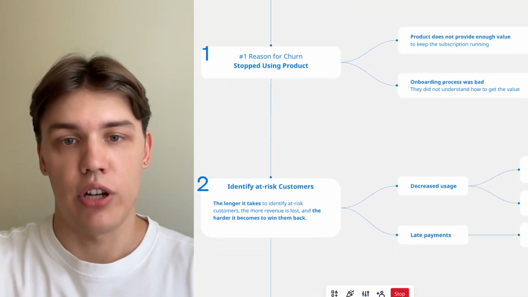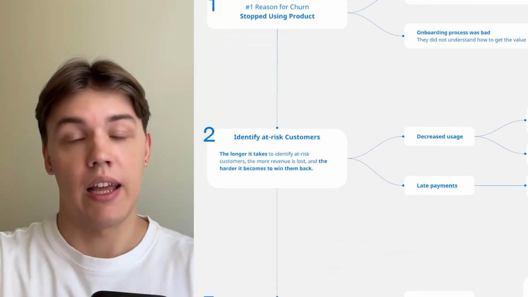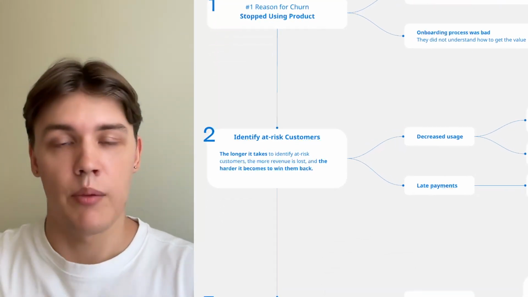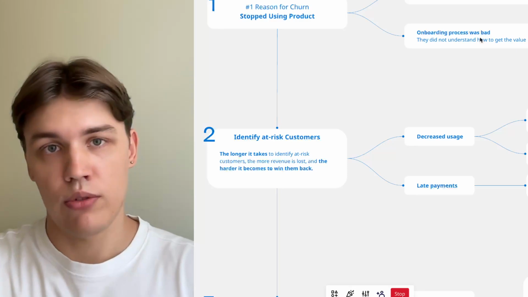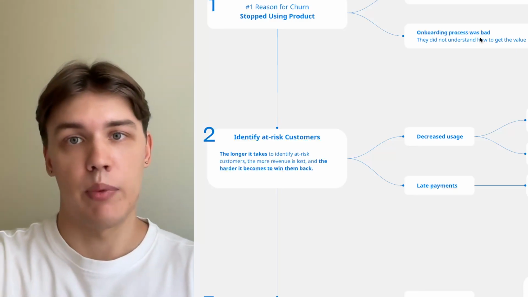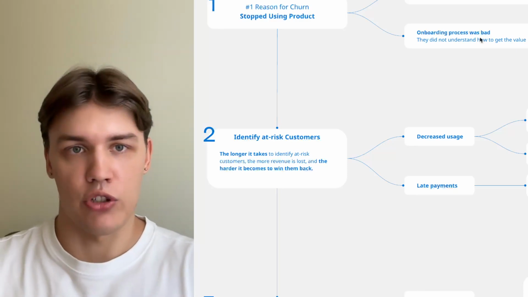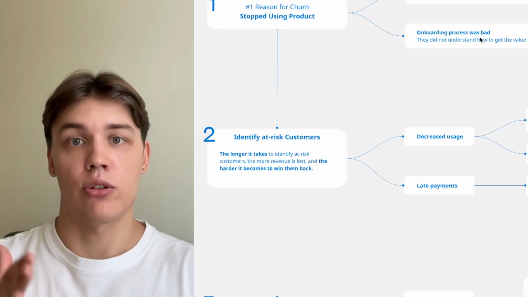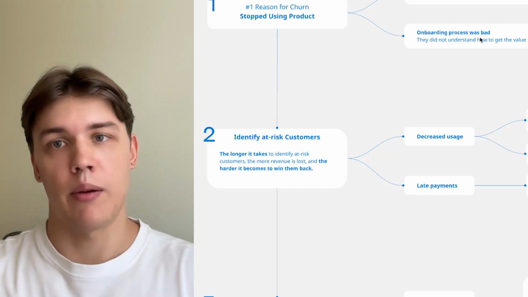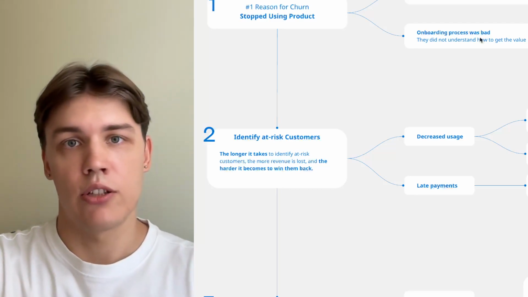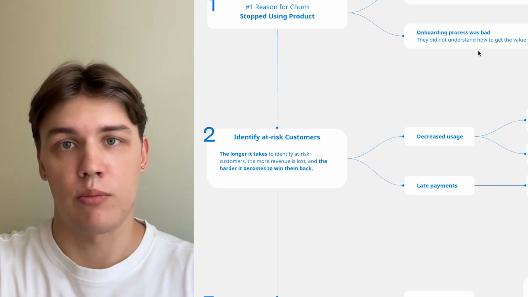Either way, the challenge lies in identifying at-risk customers, because the longer it takes to identify those, the more revenue is lost and the harder it becomes to win them back. When customers churn, it's not just a lost sale, it's also a huge investment of time, resources, and marketing efforts down the drain. So how do you identify those at-risk customers early on?